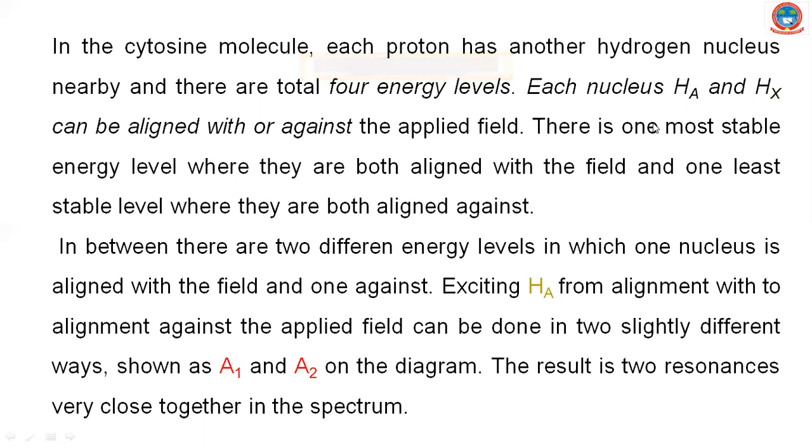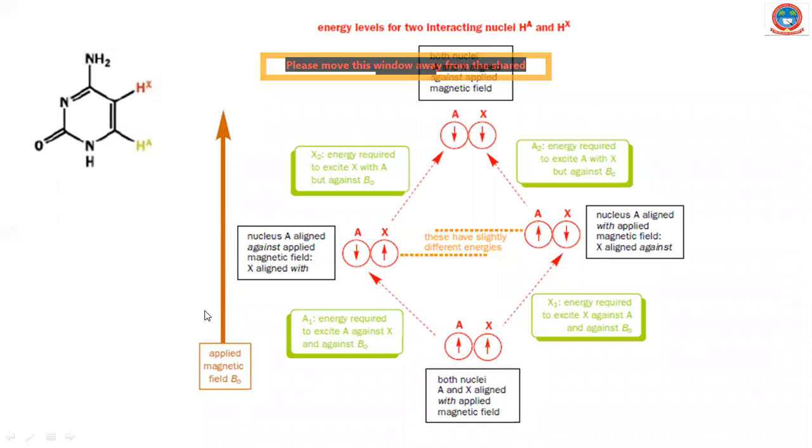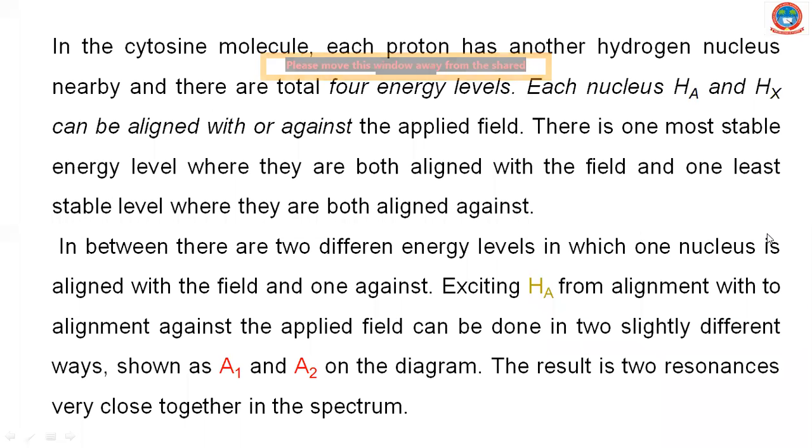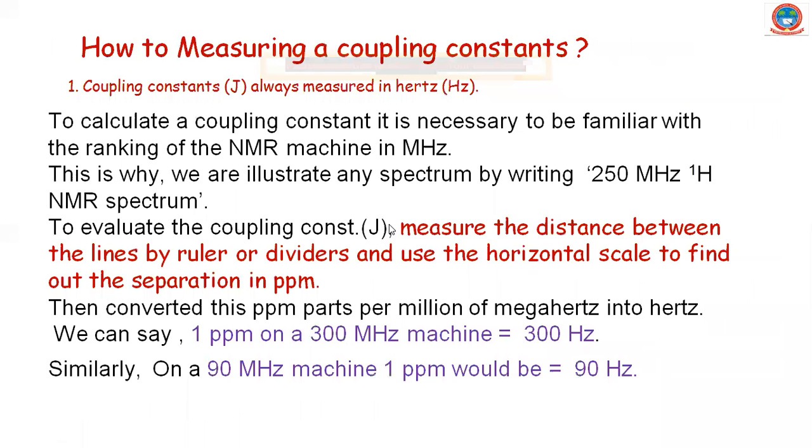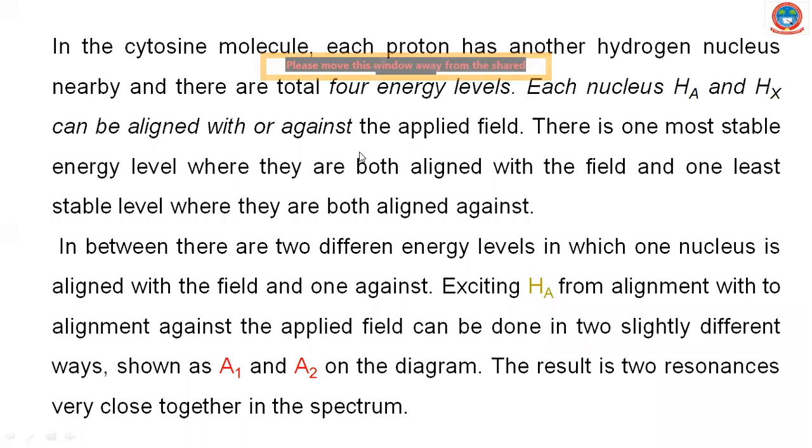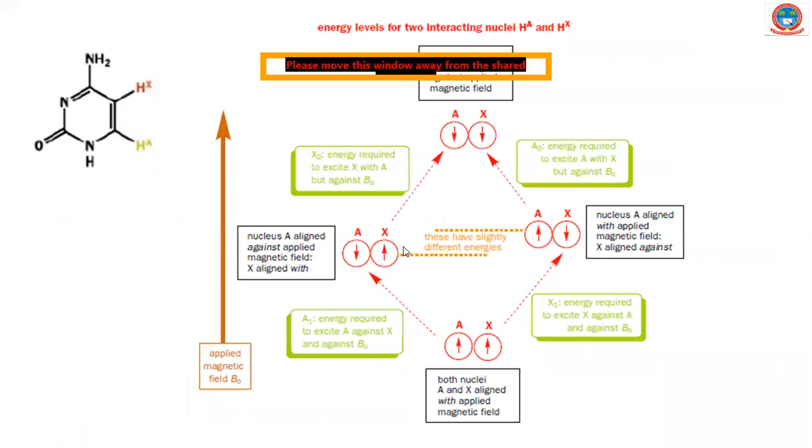We will see an example. In this particular case, nuclei Ha and Hx can be aligned with the field or against the field, as we have seen just now. So there are four possible states, as I have explained before. Same thing is here. There is one most stable energy level where they are both aligned with the field, and one least stable level when they are opposite. When they are opposing, they are in the most unstable energy level. In between there are two different energy levels.